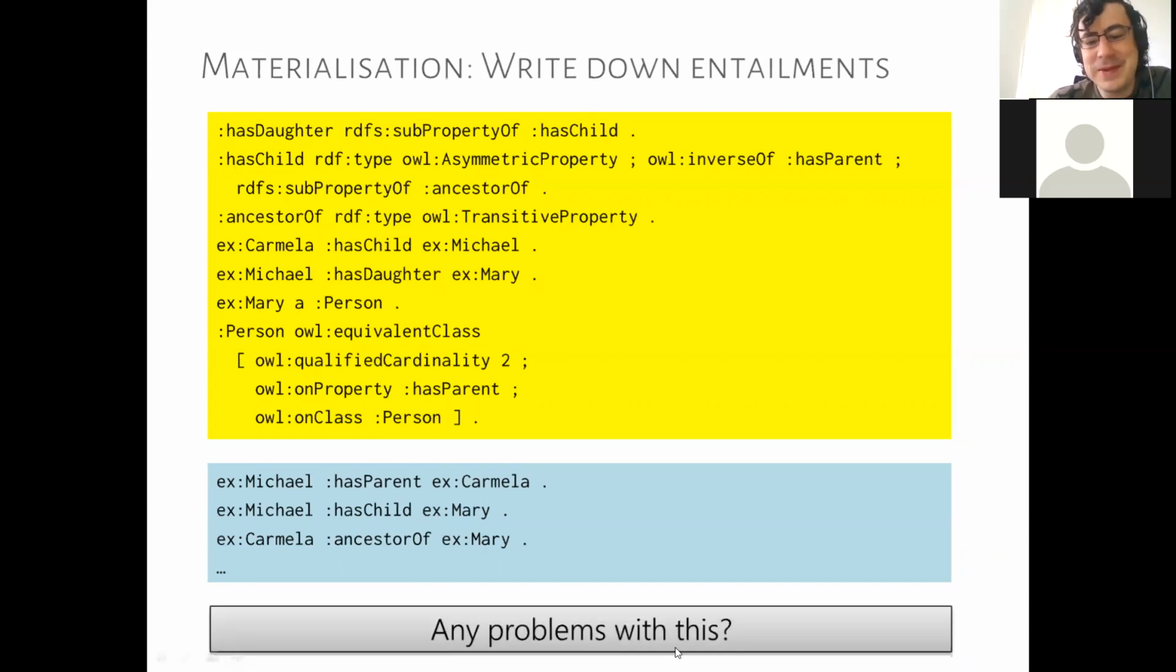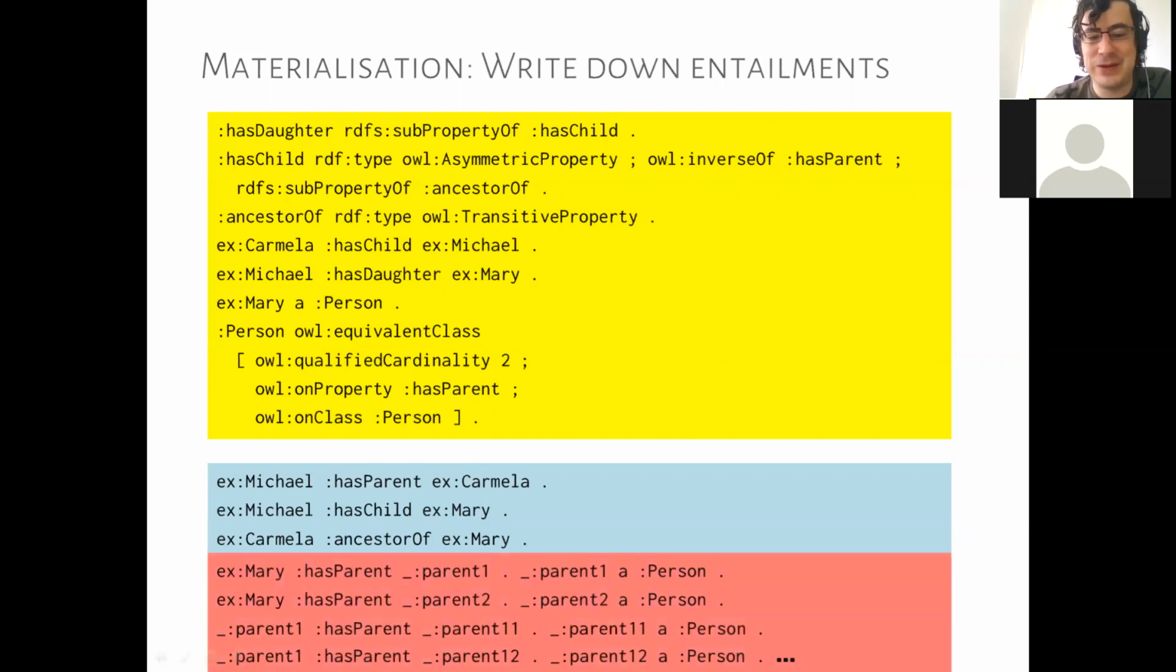So any problems with this? Yes. Essentially, we can just continue writing down things that are true forever because we have these existentials, which we represent as blank nodes here. So we know that Mary must have a parent, and that parent must be a person, and Mary has another parent, and that parent must be a person. And parent one has parent one, and so forth. So we can continue this to infinity, right? Creating new parents and grandparents and great-grandparents and great-great-grandparents.